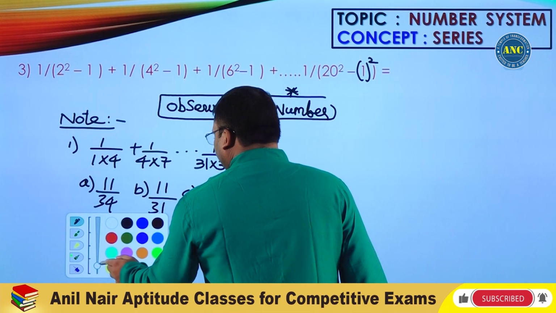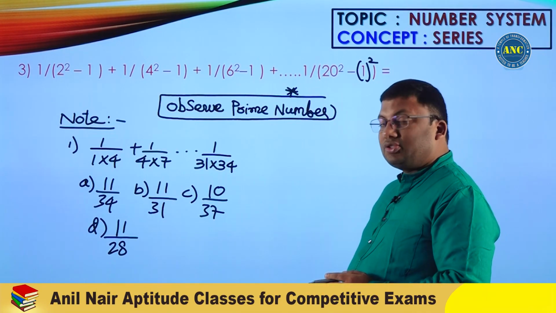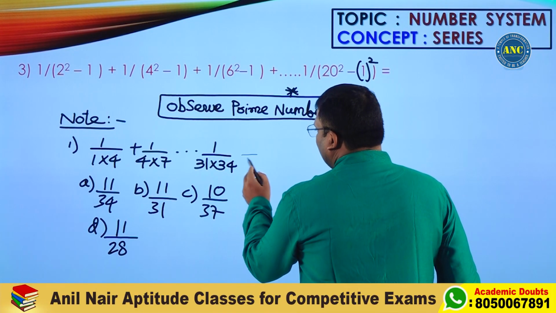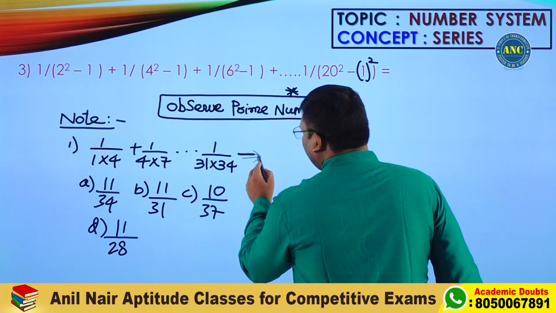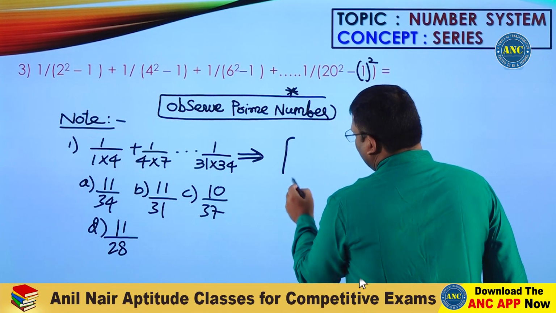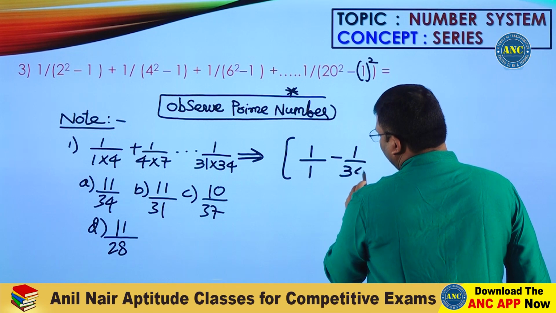1 by 1 into 4 plus 1 by 4 into 7 and so on up to 1 by 31 into 34. Traditional method, how will we solve? We will solve it like this. What is the answer for this question? 1 by 1 minus 1 by 34.